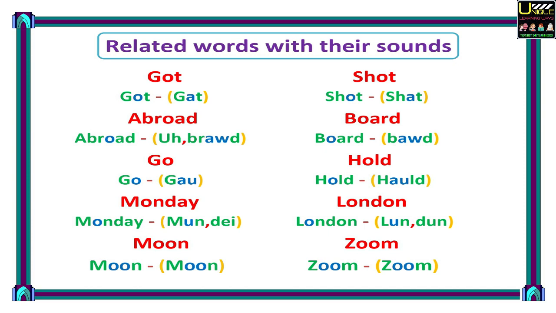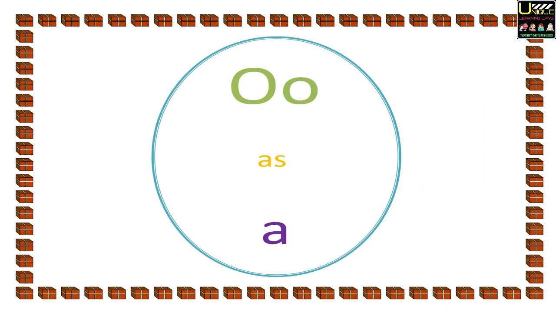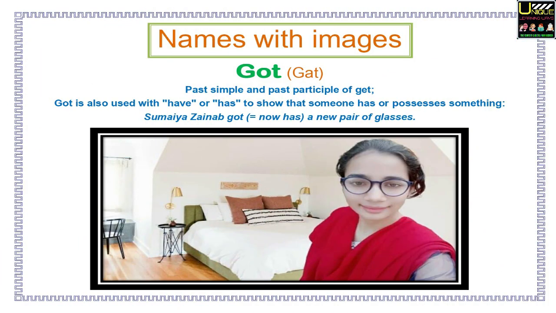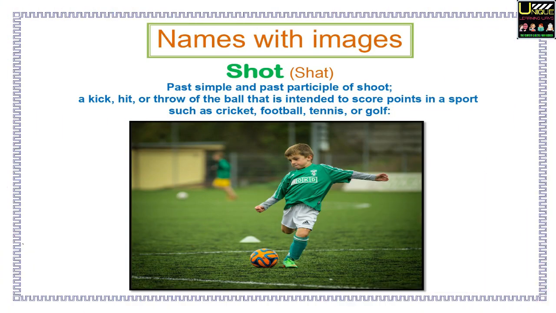Now we talk about the last and the fifth sound of O, that is oo. Moon, zoom. O as A. Got: past simple and past participle of get. Got is also used with have or has to show that someone has or possesses something. Zainab got means now has a new pair of glasses.